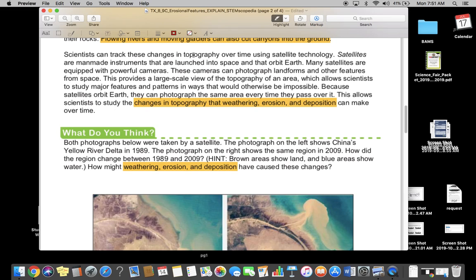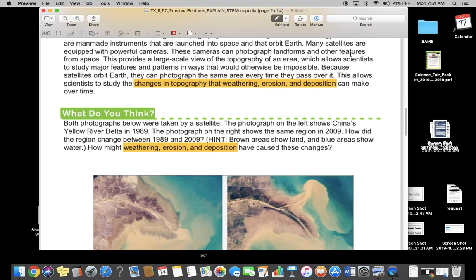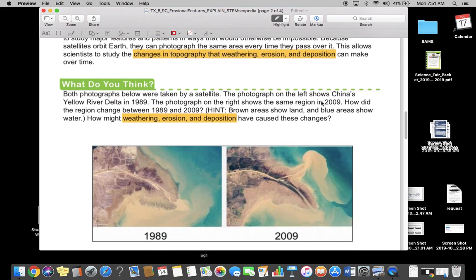Scientists can track these changes in topography over time using satellite technology. Satellites are man-made instruments that are launched into space and that orbit Earth. Many satellites are equipped with powerful cameras. These cameras can photograph landforms and other features from space. This provides a large-scale view of the topography of an area, which allows scientists to study major features and patterns in ways that would otherwise be impossible. Because satellites orbit Earth, they can photograph the same area every time they pass over it. This allows scientists to study the changes in topography that weathering, erosion, and deposition can make over time.